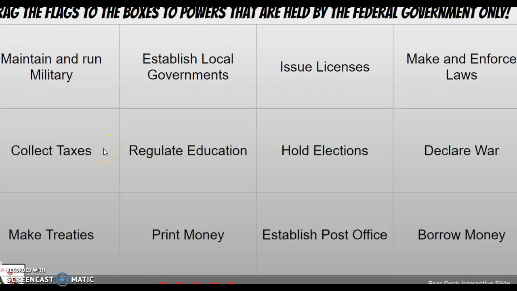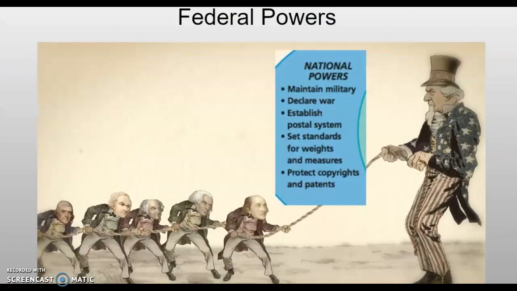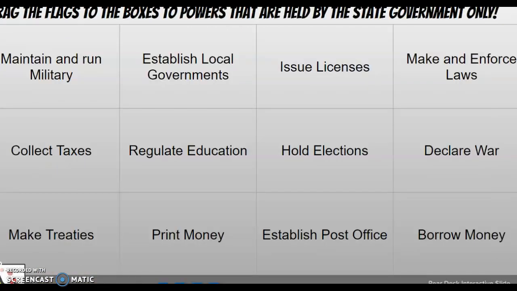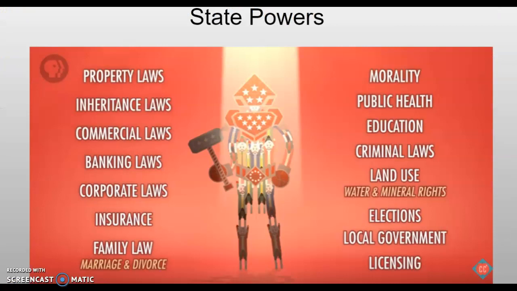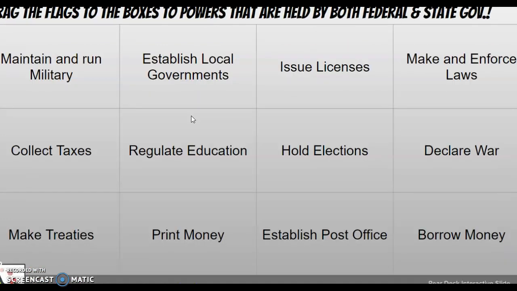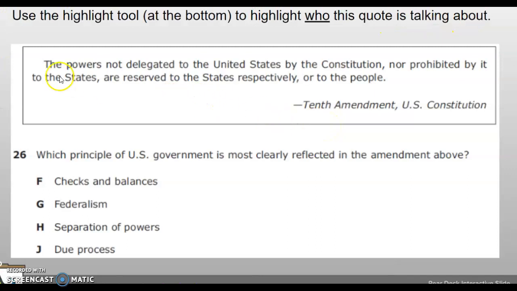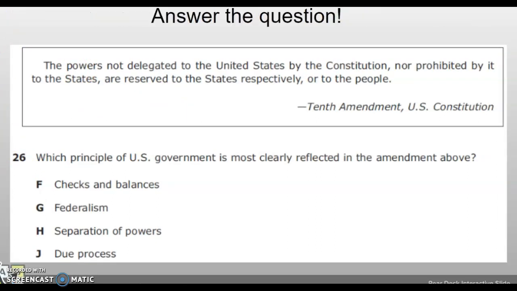We did several different activities. We were on Pear Deck today where we practiced which powers went to which: federal, state, or concurrent. So you missed a little bit of practice. These are some listings of different state powers. Another one where we practiced with which ones were federal, state, and concurrent. And then we also did a STAR question, and we broke it down and answered a STAR question about federalism.